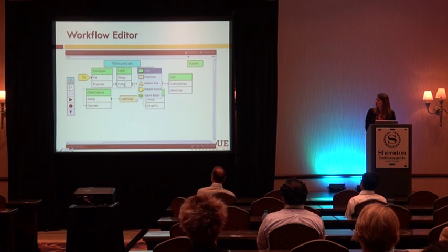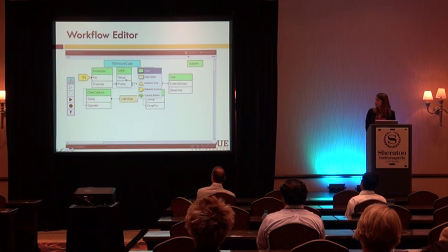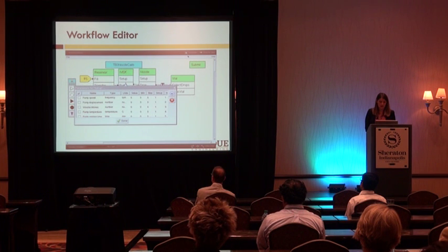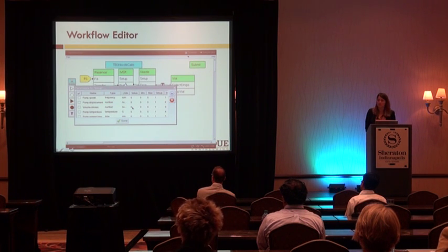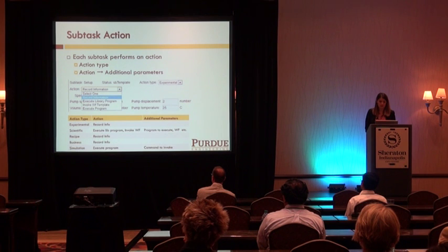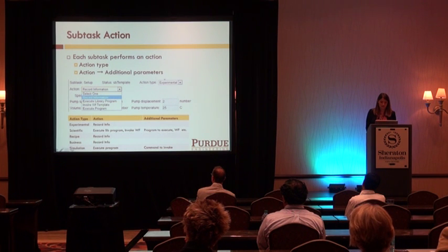Also, from each task, you will be able to select different subtasks, which are represented with white boxes. And you can specify the parameters for each subtask. In this case, for the setup subtask, we specified pump speed, pump displacement, and different other parameters. So here, each subtask performs an action. You can select the action type. It can be experimental, scientific, or a recipe. And then you can select an action, which can be record information, execute library program, or invoke a workflow template, or execute a program. And then you can set up additional parameters.